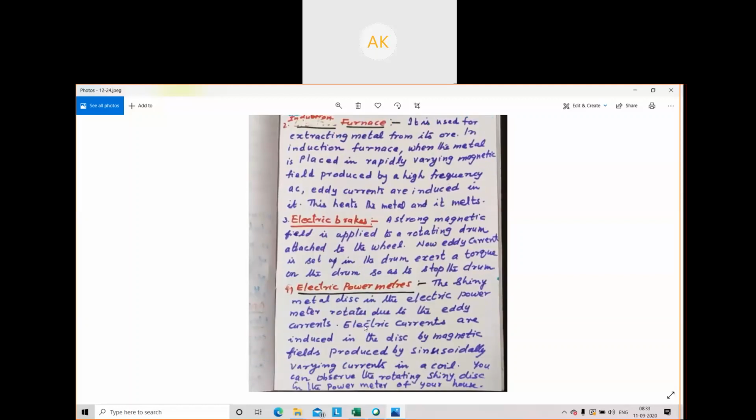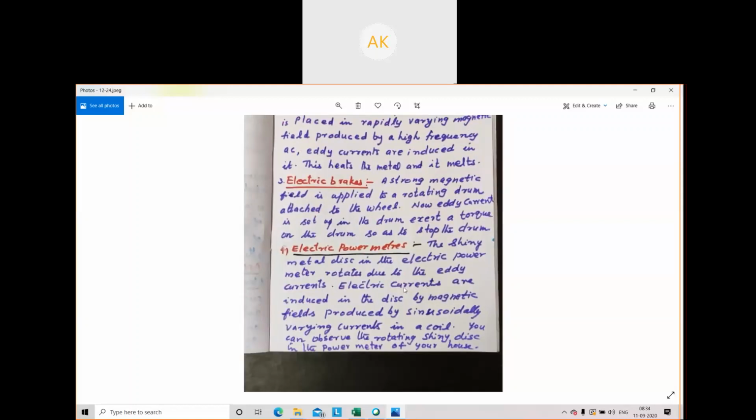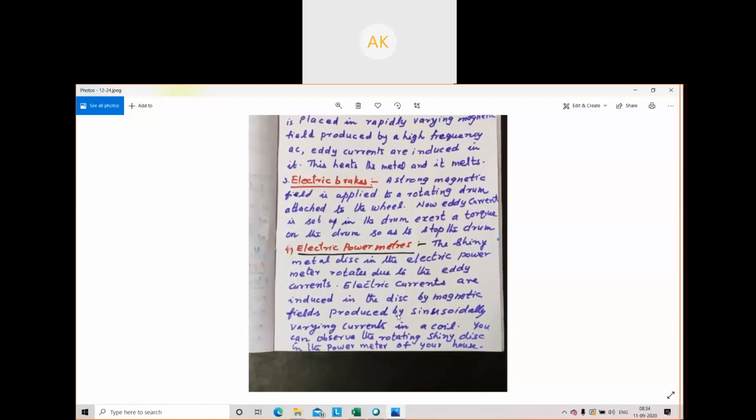Then the electric power meter in our house. In our power meter, have you observed a disc rotating? The shiny metal disc in the electric power meter rotates due to the eddy current. Have you observed that in your house? In the power meter, you can see a disc rotating. Electric currents are induced in the disc by the magnetic field produced by sinusoidally varying current in the coil. So, electric currents are induced, that means eddy current.